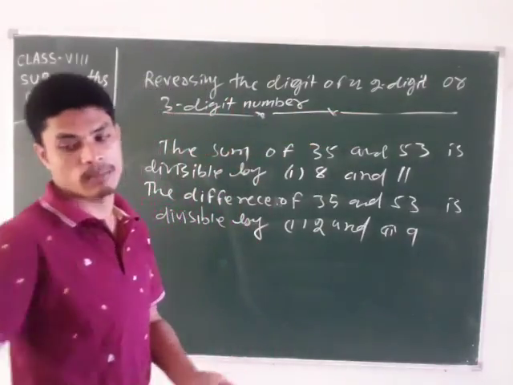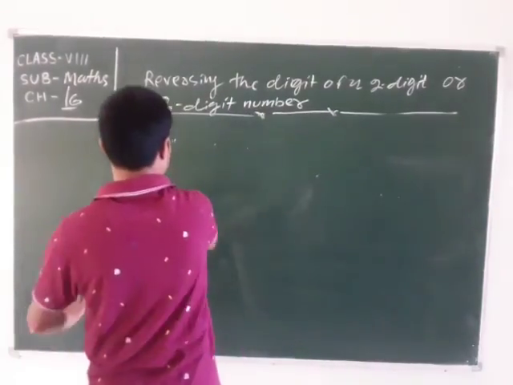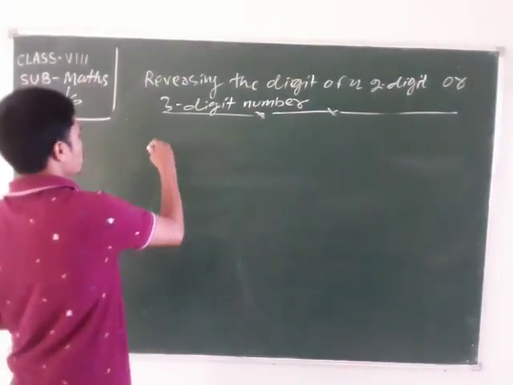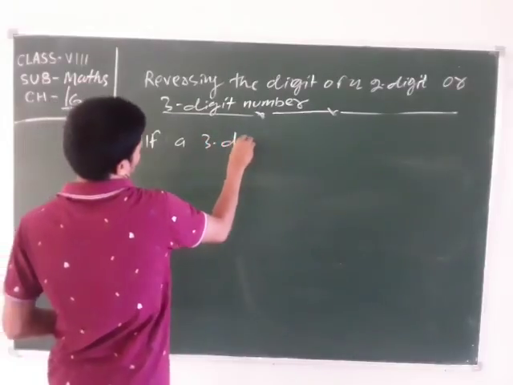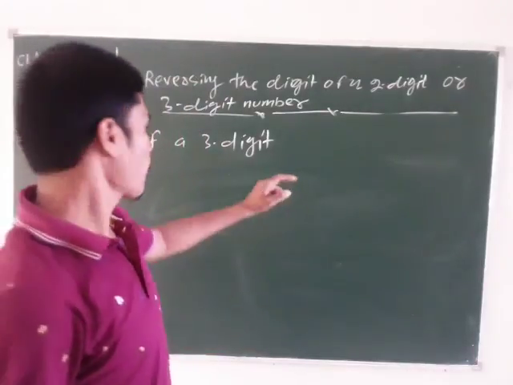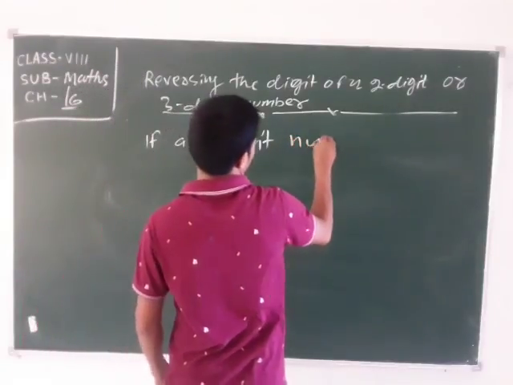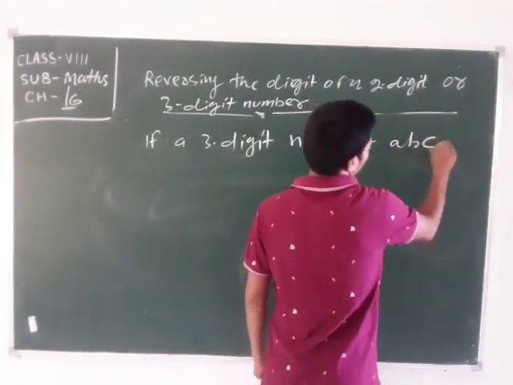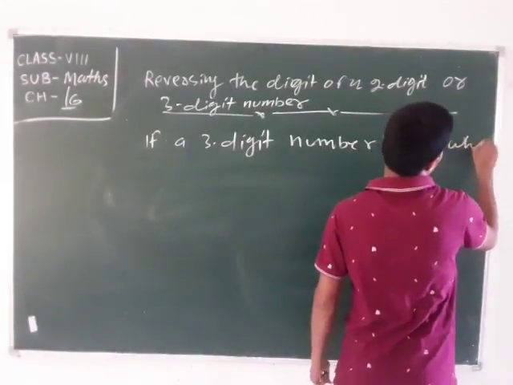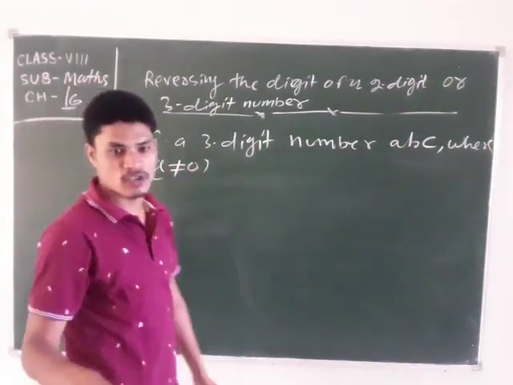Now we consider the 3-digit numbers. Here we consider 3-digit numbers. A 3-digit number, how many digits? 3-digit numbers. That means we can take a 3-digit number ABC, where A is not equal to 0.